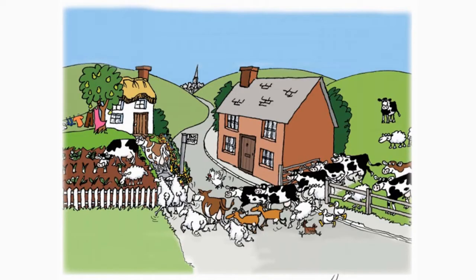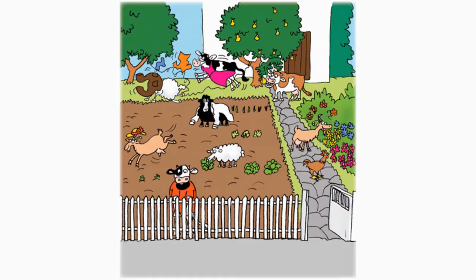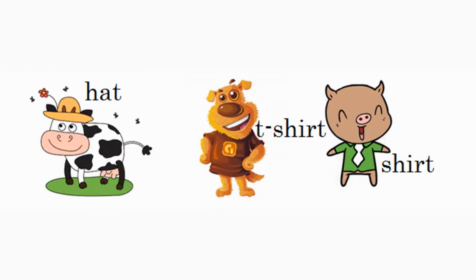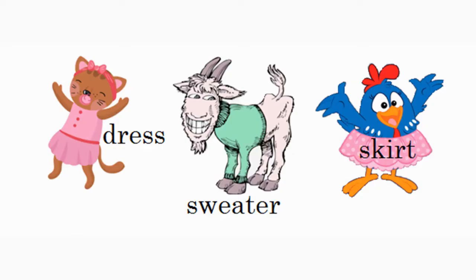Look at the cows and sheep. Look at the goats and ducks and chickens. They're running and jumping in Mrs. Day's garden. They're eating her potatoes and onions and peas. They're eating her beans and the pears in her trees. They're wearing her hats and her t-shirts and shirts. They're wearing her dresses and sweaters and skirts.